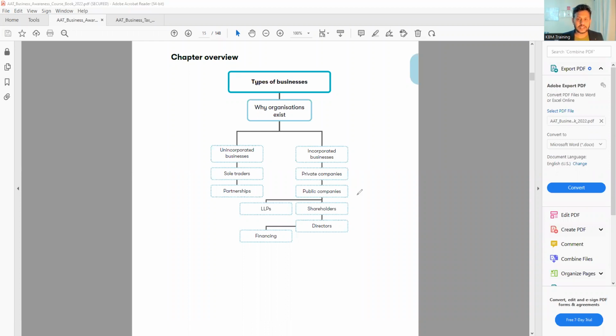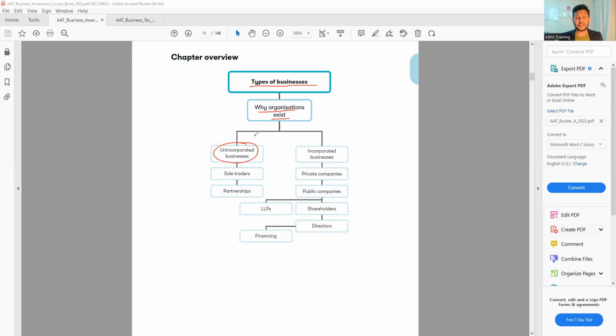So the first thing we can see, we have types of businesses and organization exit. So unincorporated business. Let's talk about this one first. If we talk about the unincorporated business, the simple way to say it is you don't have to tell Companies House that you have a business. You don't have to incorporate your business with Companies House.